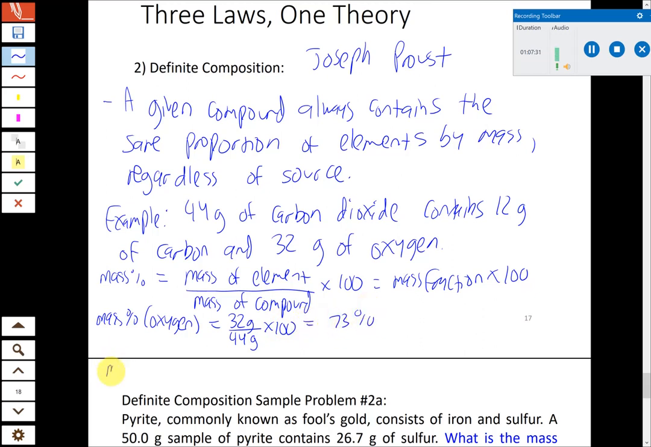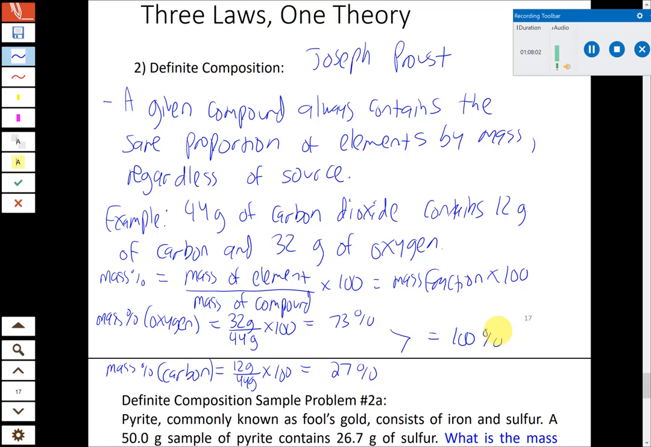And if we do the same thing for carbon, we saw that we had 12 grams of carbon in the compound. The total mass of the compound is 44 grams still, and we multiply that by 100, we get 27%. And as they should, these two numbers add up to be 100%. So anytime you calculate all of the mass percents for a specific compound, the sum will have to be equal to 100 if you did your math correctly.